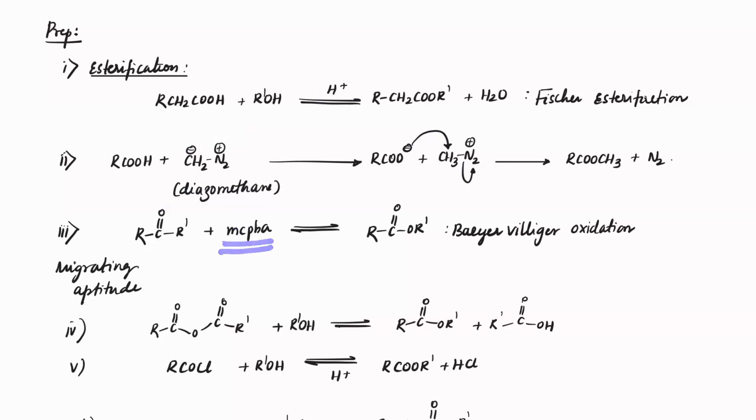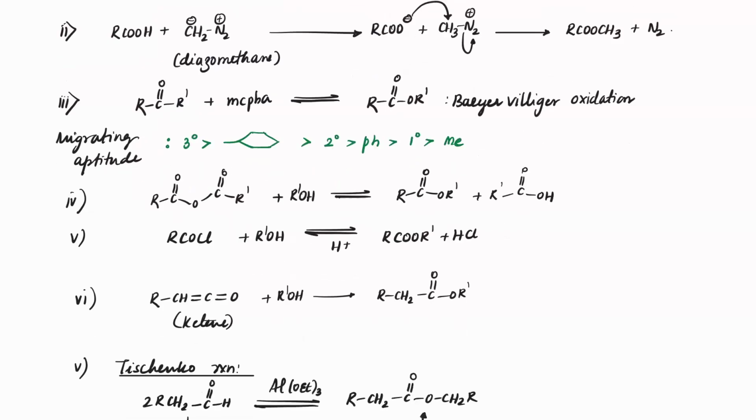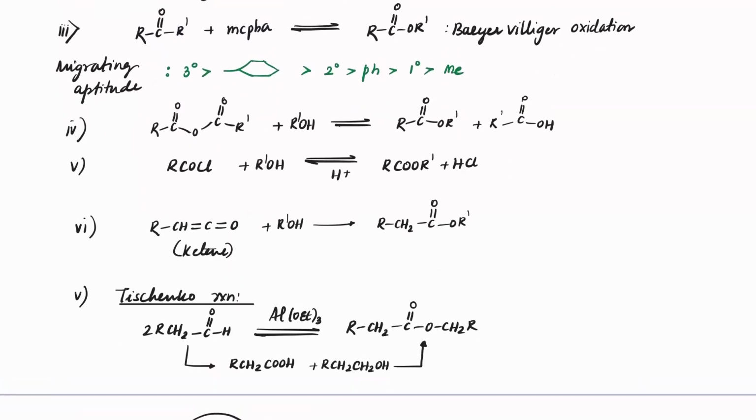Next we have MCPBA, which is the Baeyer-Villiger oxidation. Baeyer-Villiger oxidation suggests that, in the presence of peroxy acids, an oxygen gets connected on one side of the ketone, depending on the migrating aptitude. So what is the migrating aptitude of these groups? You can see the order: 3 degree, then cyclohexyl, then 2 degree, then phenyl, then 1 degree, and methyl. This is the order of migrating aptitude.